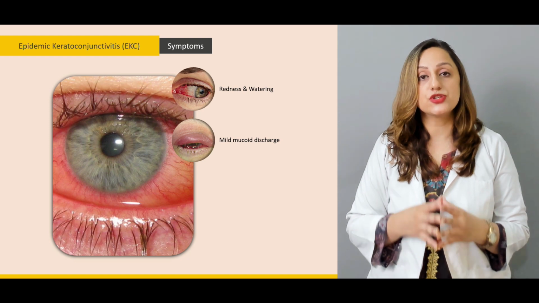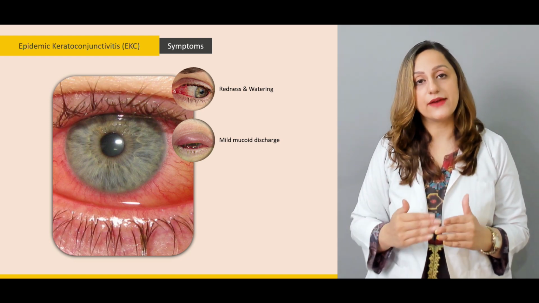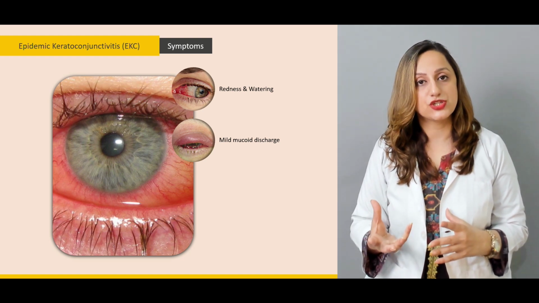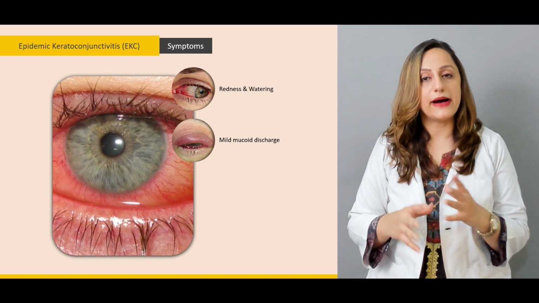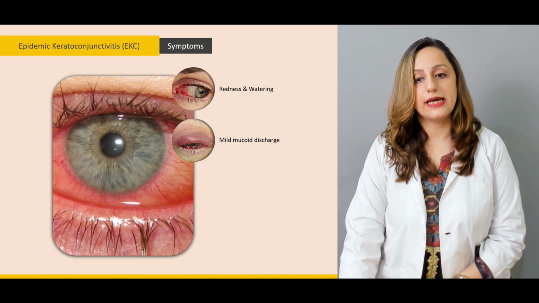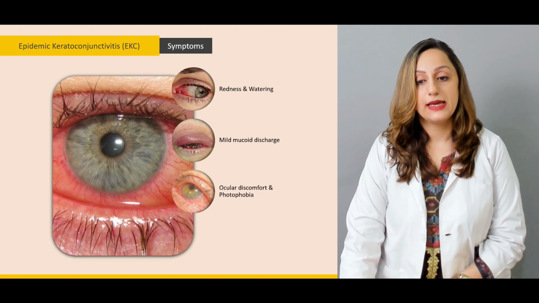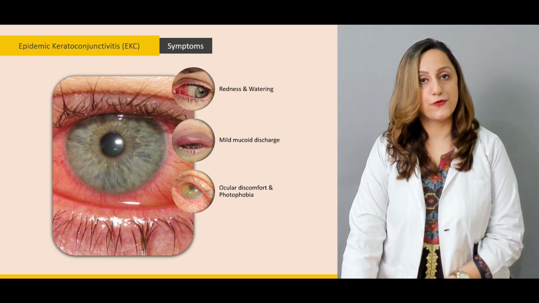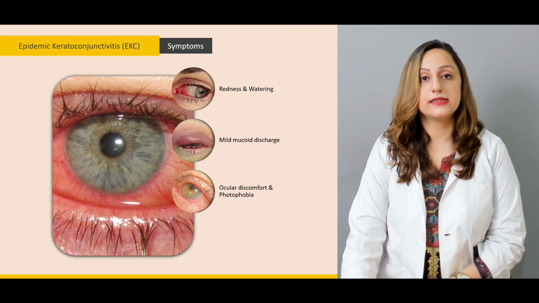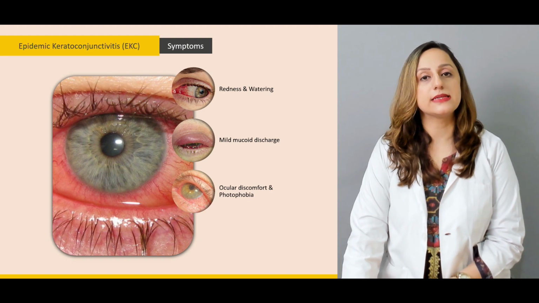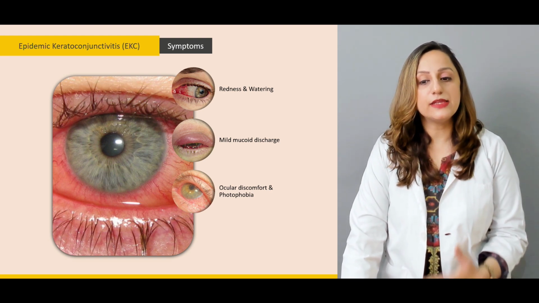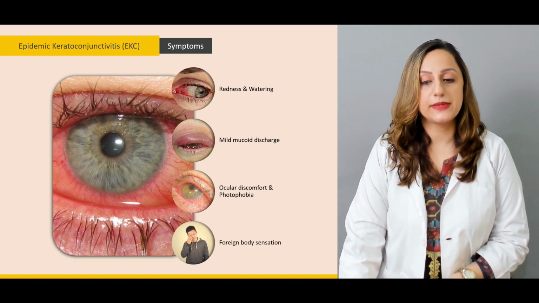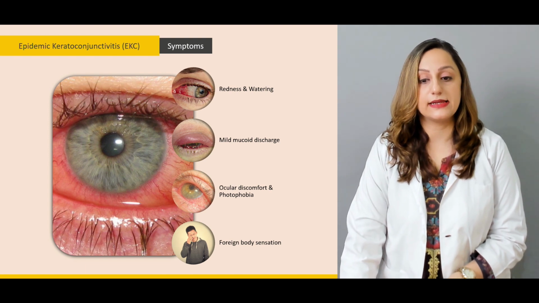So sometimes it's just not an isolated picture of viral conjunctivitis. Sometimes it is coupled with a superimposed bacterial infection, and that would lead to a mild mucoid discharge that would start oozing out of the eyes. Then the patient would also complain of ocular discomfort and photophobia. So the patient would basically have a phobia of coming out in the sunlight. And then the patient would also complain of a foreign body sensation in his eyes.